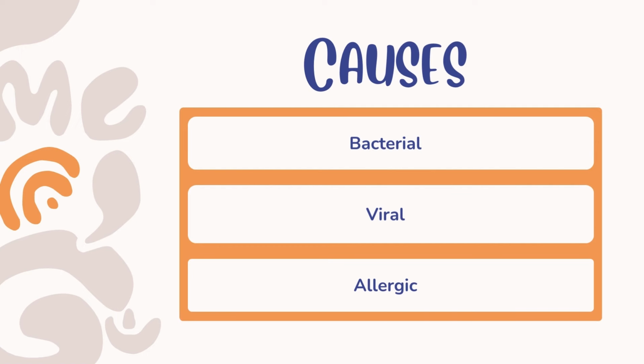So bacterial and viral, they're infectious, they're caused by an infection, while allergic is caused by an allergen and not contagious. These different types of pink eye have a lot of similarities, but there are ways that we can differentiate them based on their symptoms.